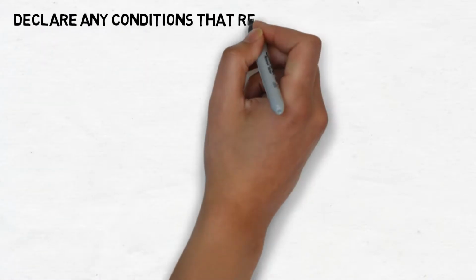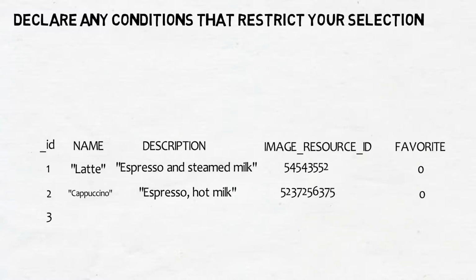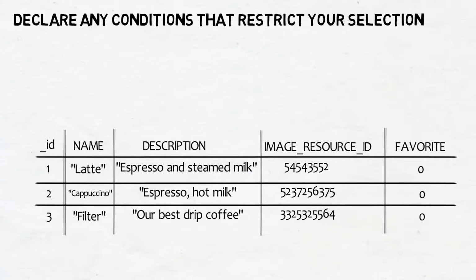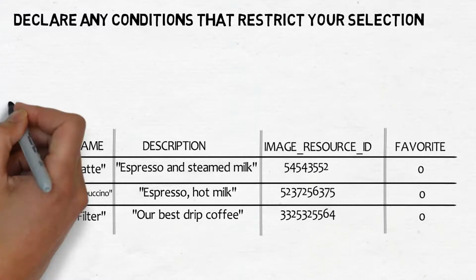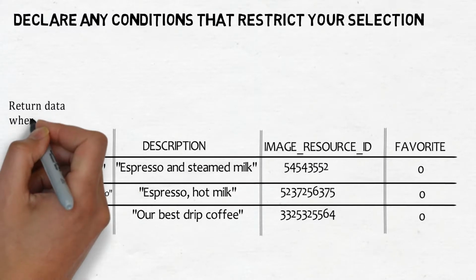Second, declare any conditions that restrict your selection. Once you have said what columns you want, you can filter your data by declaring any conditions the data must meet. In our app, for example, you want to retrieve the data the user selected, and we can do this by only returning records where the drink_id has a particular value. Here we return data where _id is 1.